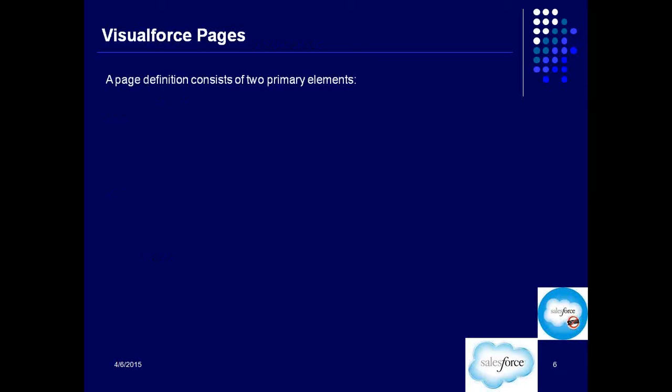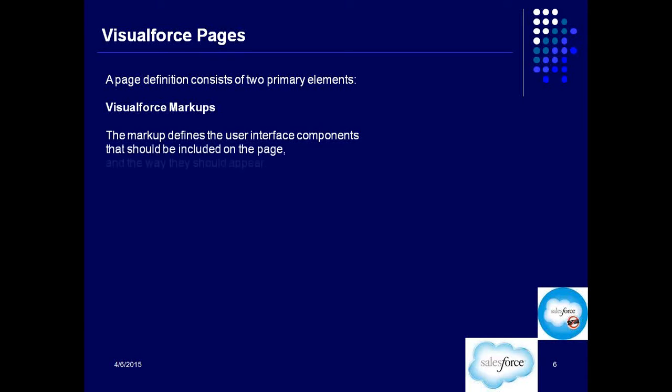The page consists of two primary elements. There are two primary elements which will be there in a Visualforce page: a Visualforce markup, okay, and a Visualforce controller. So what is a markup? The markup defines the user interface components that should be included on the page and the way they should appear.